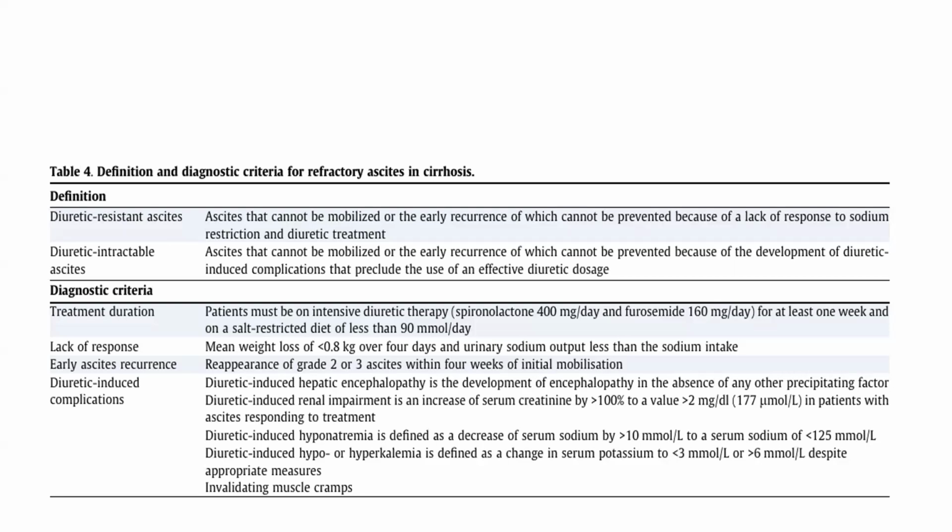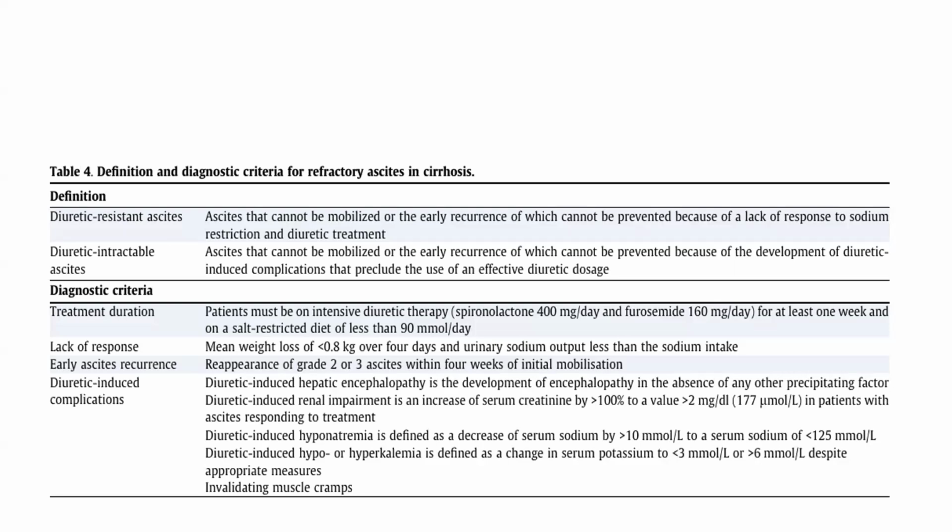Now, regarding treatment duration, the patient must be on intensive diuretic therapy, that is spironolactone 400 mg per day and furosemide 160 mg per day for at least 1 week, and on a salt restricted diet of less than 90 mmol per day. Lack of response is a mean weight loss of less than 0.8 kg over 4 days and urine sodium output of less than sodium intake. Early ascites recurrence is reappearance of grade 2 or 3 ascites within 4 weeks of initial mobilization.